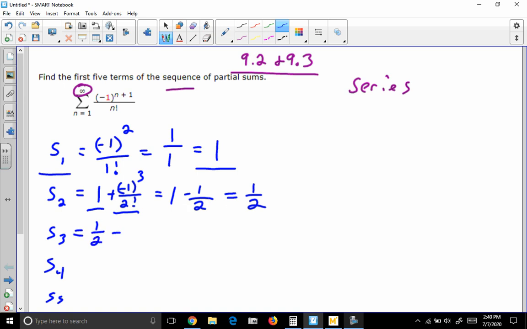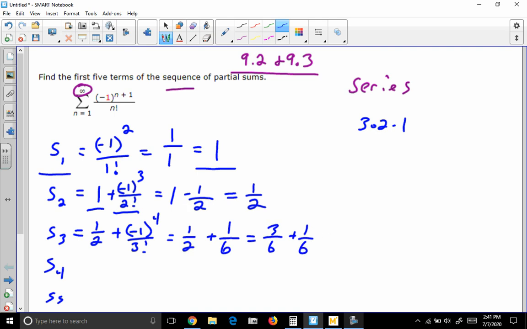And then the third term, if we put a 3 in, we have negative 1 to the 3 plus 1 over 3 factorial. So 1/2, negative 1 to the 4th is positive 1. 3 factorial is 6. So 1/2 plus 1/6, which we could get a common denominator. That'd be 3/6 plus 1/6, which is 4/6, or 2/3. So that's adding the first 3 terms together. The fourth partial sum takes adding the first 4 terms together. So 2/3 plus the next term.